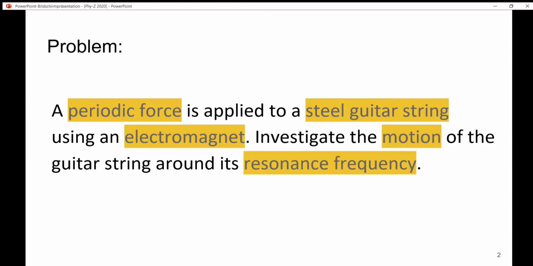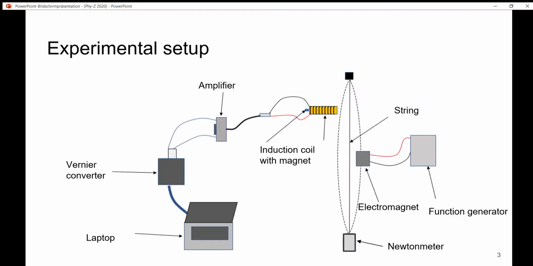There are two different kinds of motion. One, the motion of the whole string, and second, the motion of one point of the string over time. Now to the experimental setup. We have a string which is made of a ferromagnetic material and is fixed between two fixed points. One point is a Newton meter to detect the tension force.